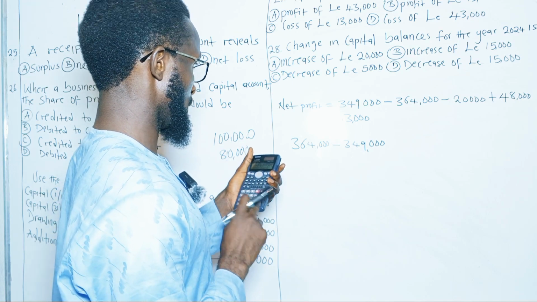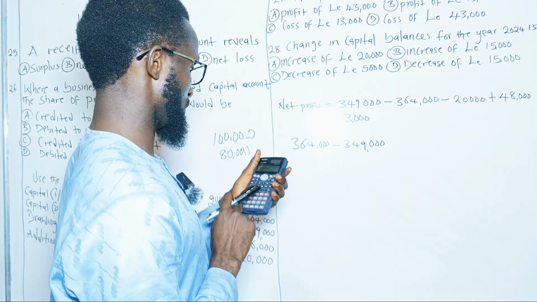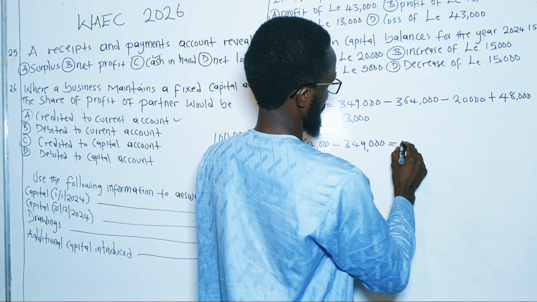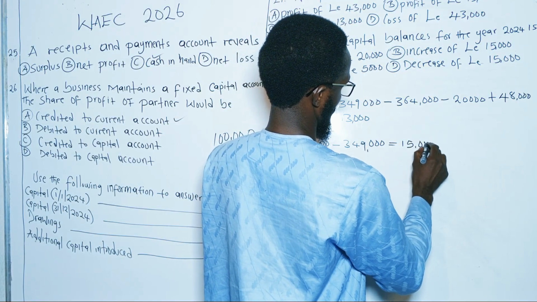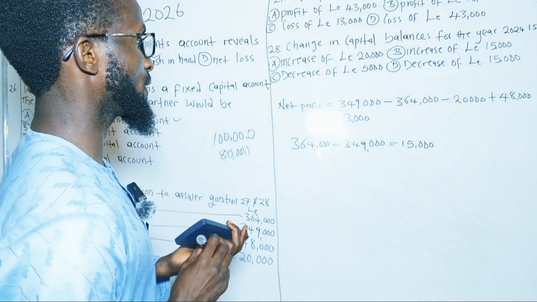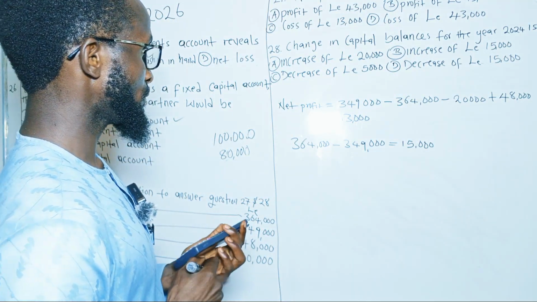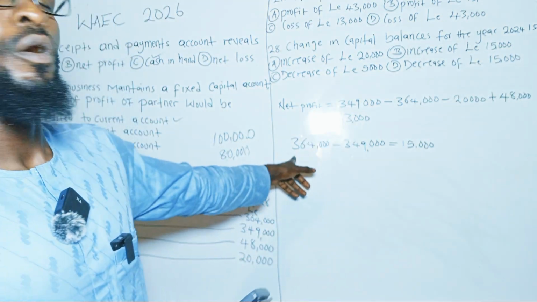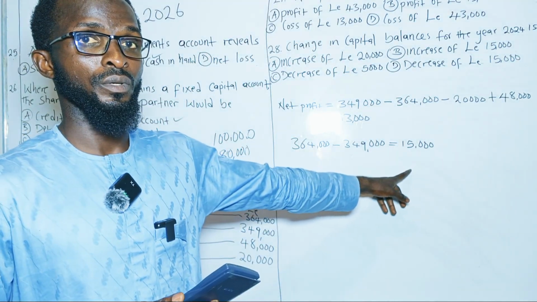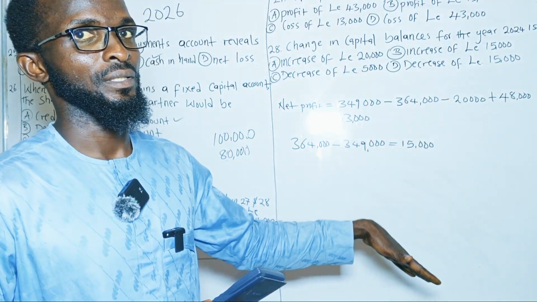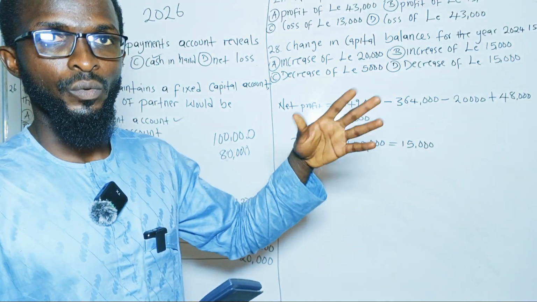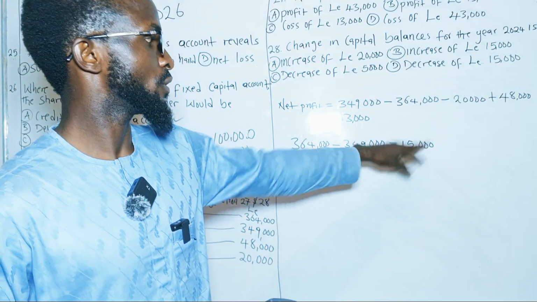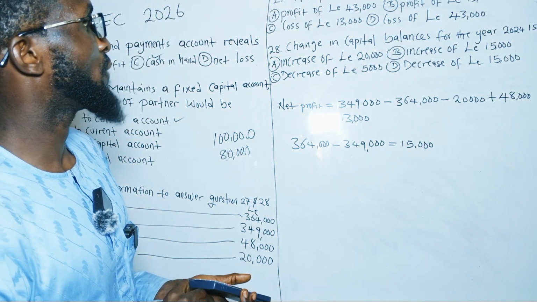364 less 349. The difference is 15,000. So that is to say the closing balance is lower than the opening balance by 15,000. So therefore there is a decrease in capital. Maybe because of lending and other things that could affect capital. So therefore capital has reduced by 15,000. So therefore it's a decrease.